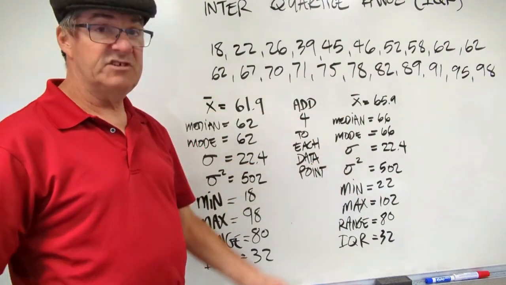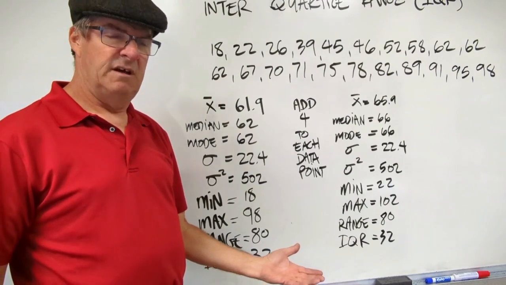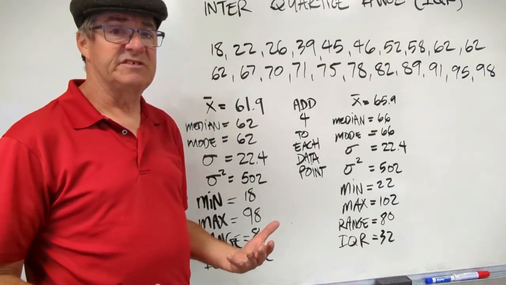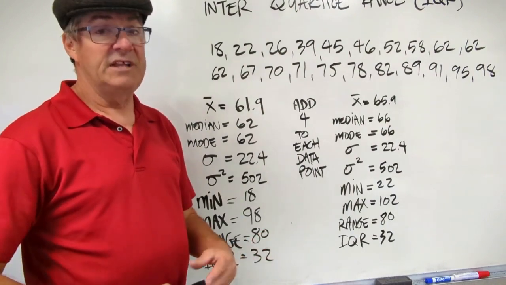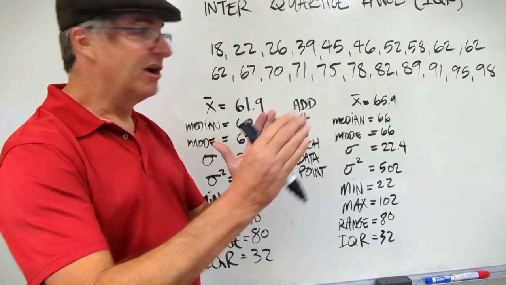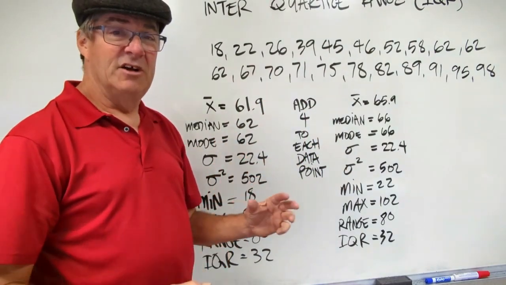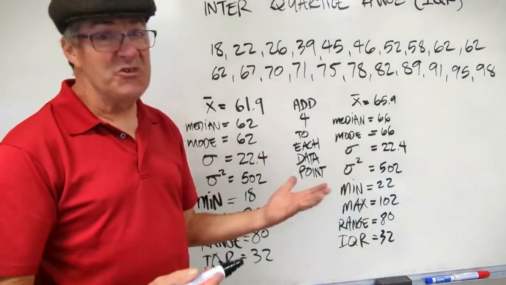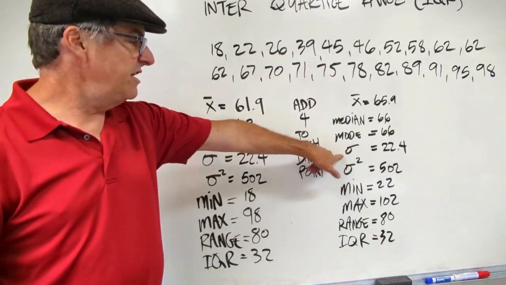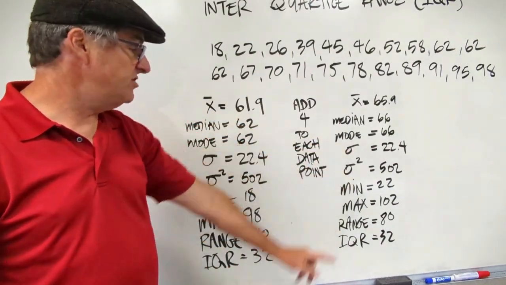Now, my standard deviation stayed the same. Think for a minute. Why would that be? Why wouldn't that increase? Well, it's because my data just shifted 4 higher. Every number is 4 higher. So the spread is still the same. It's still the same characteristics of the spread. So standard deviation and variance did not change.